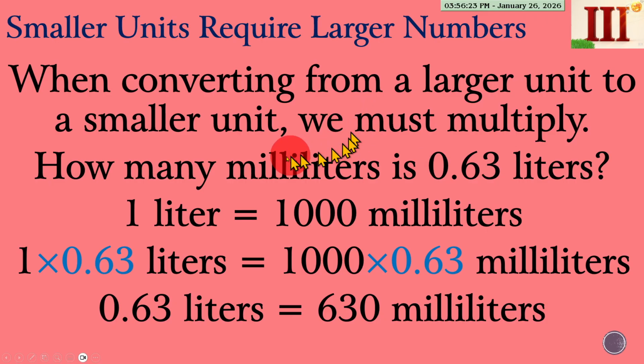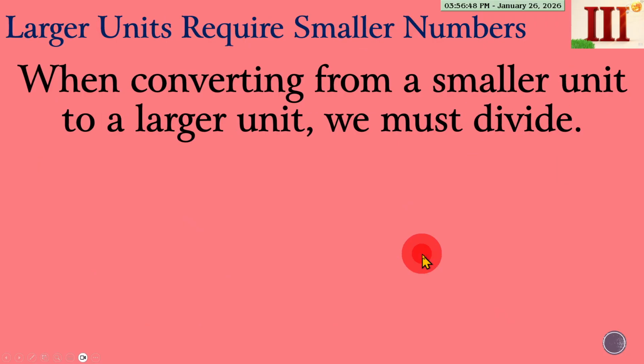So we're trying to find how many milliliters are in 0.63 liters. And I neglected to do my animation with this, but no big deal. You guys should know where I'm going with this by now. Saying that I'm trying to find a smaller unit, I will be multiplying 1 times the 0.63. That's going to give us 630 milliliters.